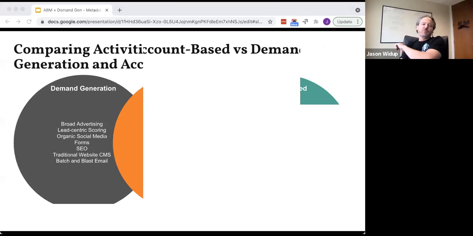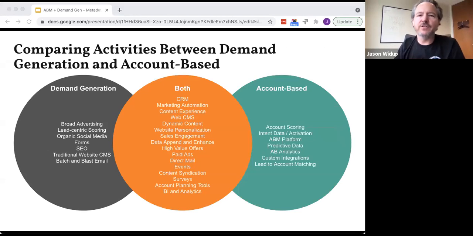Okay, so we're just going to gloss over this slide real quick. Oh, am I on the next slide? Oh, there it is. Okay. This is just to show you that there's a ton of activities out there, and most are going to be considered in that both area. There are some things that are purely account-based. There are some things that could be considered completely demand generation, but a lot of them are both. Chris, what about this slide?